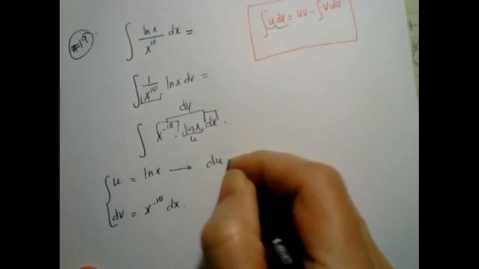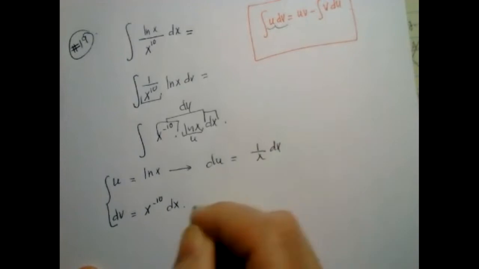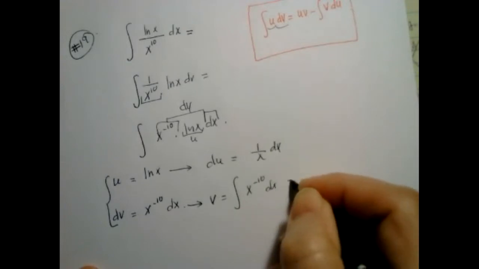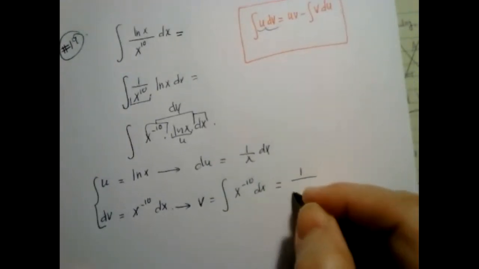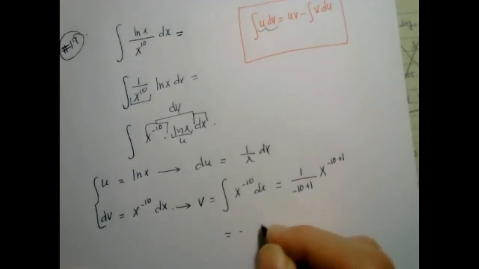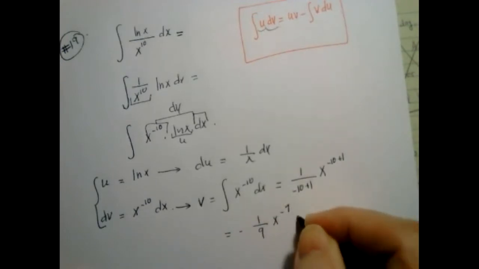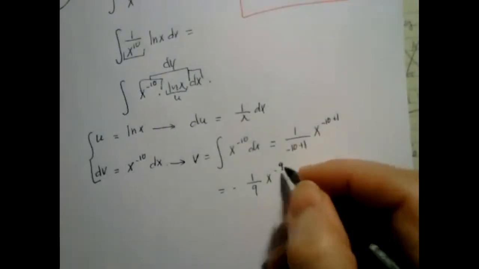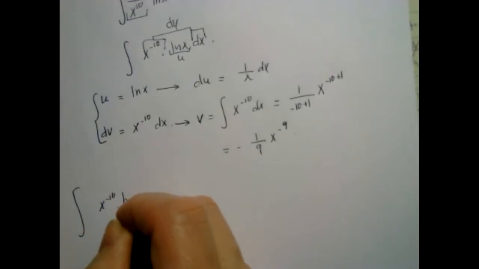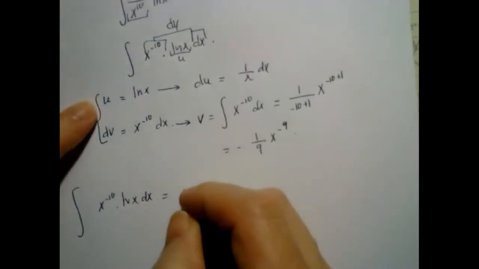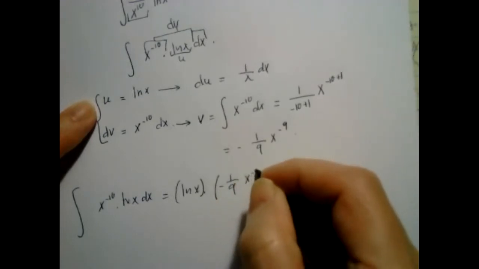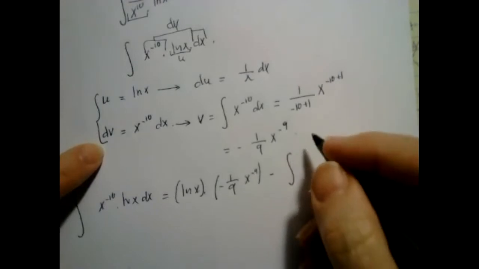So this gives me du is 1 over x dx. And this will give the antiderivative of x to the n dx, but that's an easy antiderivative. So it's 1 over minus 10 plus 1, x to the minus 10 plus 1. It means minus 1 over 9, x to the minus 9. And now I go back to my integral and I apply my formula. Equal to u v minus the integral of v du.